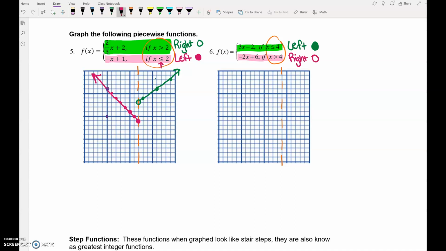Now take a moment, plot both of them, get the green one on the left side and the pink one on the right side. So the green one is on the left, solid dot. The pink one is on the right, open dot.